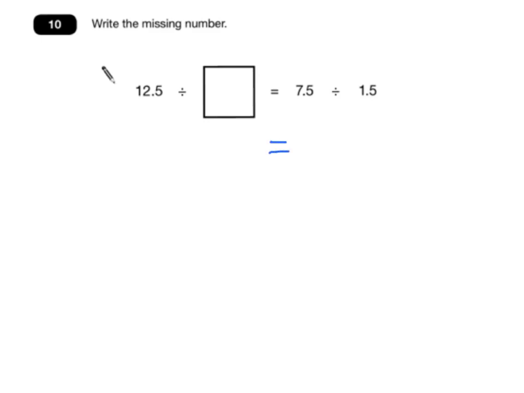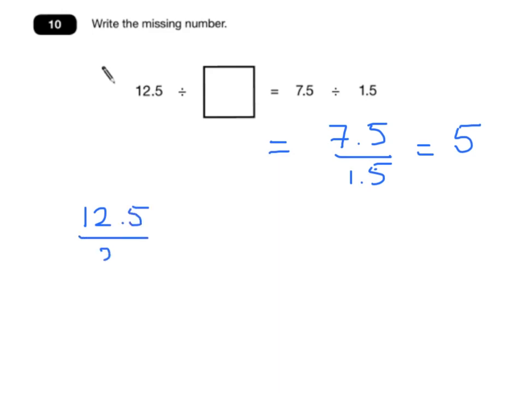This is the kind of question where you can try to guess it or trial and improvement, but in fact, algebra will help you here. So 7.5 divided by 1.5 is 5. So we know now that 12.5 divided by something, could call it x, is 5. So 12.5 over x equals 5.